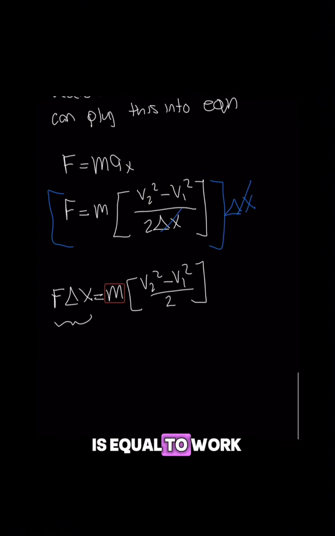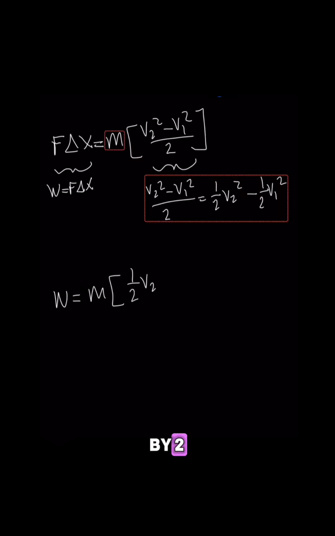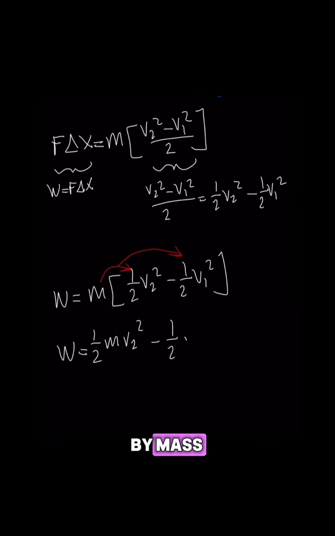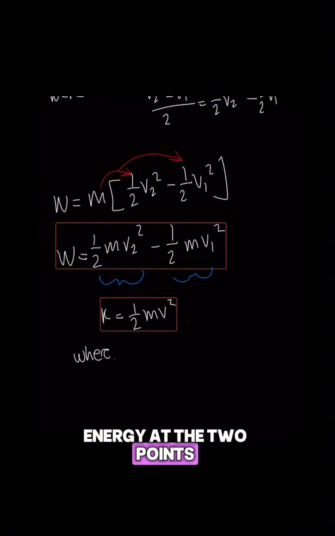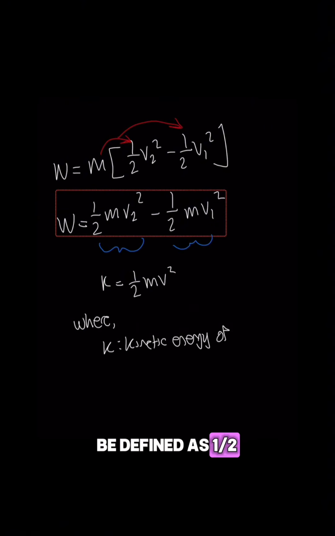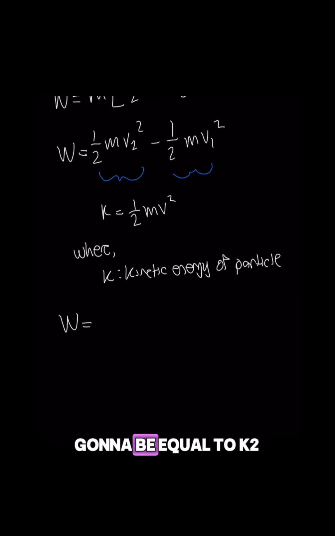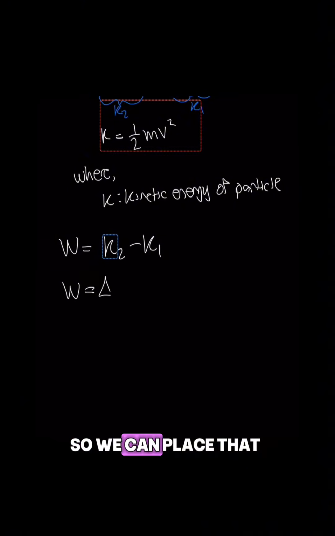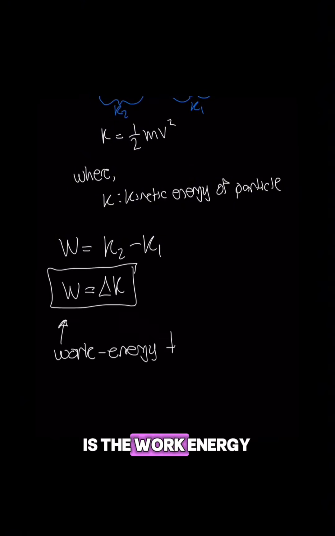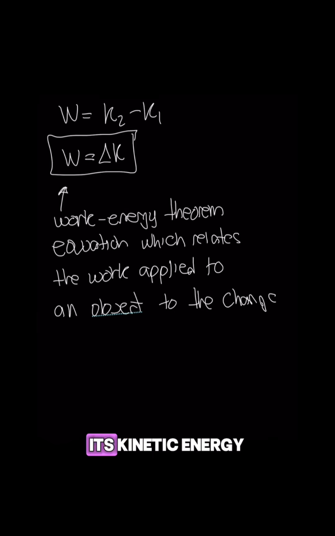The left hand side is equal to work, and we can do this trick on the right hand side by dividing both velocities by 2 and multiplying both terms by mass. These terms are actually equal to the kinetic energy at the 2 points. The kinetic energy can be defined as 1/2 mv squared. If we use this concept here, the left term is going to be equal to k2 and the right term is going to be equal to k1, so we can plug that in. K2 minus k1 is just equal to delta k, so we can replace that. This final answer here is the work energy theorem equation, which relates the work applied to an object to the change in its kinetic energy.